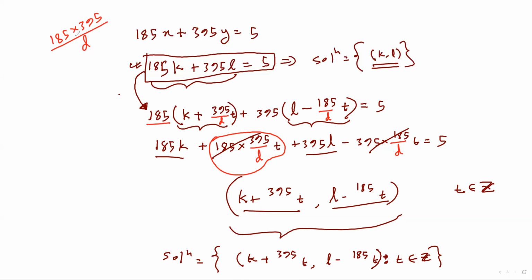So should we take the LCM? We should take the LCM. Okay, so D should be the LCM of 185 and 395. And if we choose the LCM, which means the least common multiple, does this ensure that this overall guy is an integer? What role does common multiple play here?